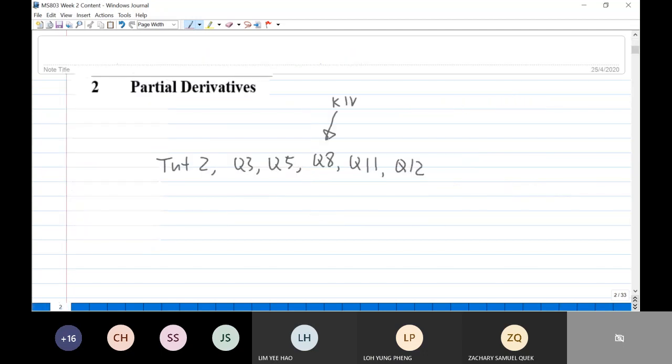Question 8 cannot do at the moment. But question 4 I will talk about later on. I will show you how to do question 4. Question 1: I think if you do question 2, then you should be able to do question 1. Not necessary, but you can try also.